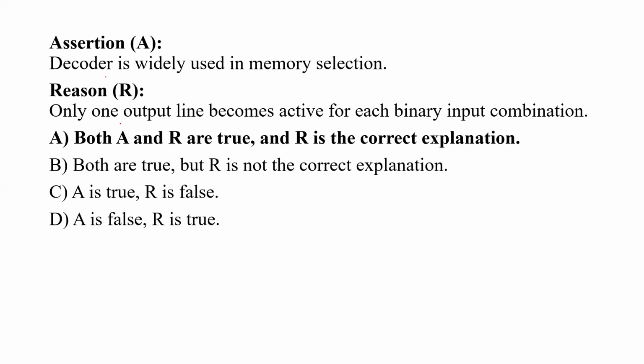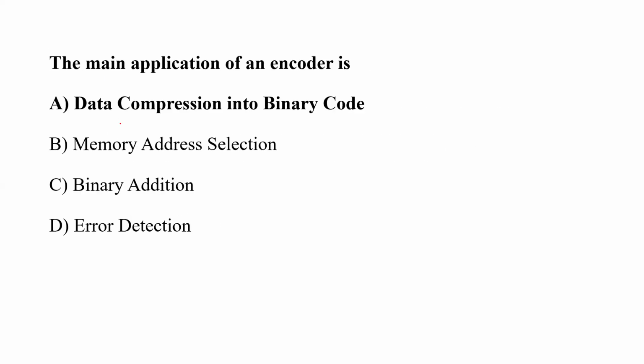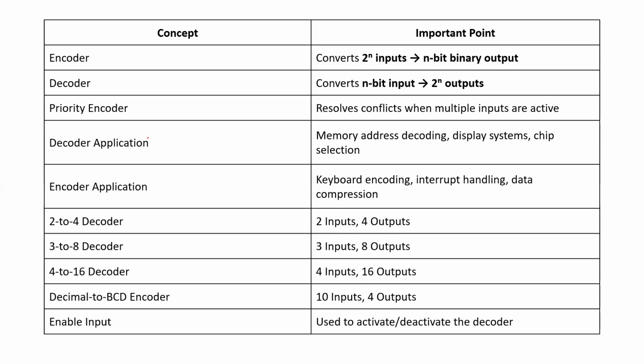Okay, so next one, the main application of an encoder is data compression. An encoder converts 2 power n inputs into n output lines, so there we reduce the number of lines, and data compression is also possible here. Every concept I'm giving is a very important keyword for your purpose. So an encoder means 2 power n inputs, n binary outputs, for reduction. A decoder means n inputs, 2 power n outputs; it converts back to the original form.